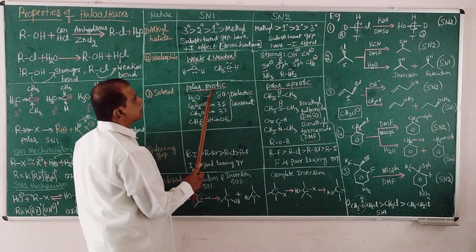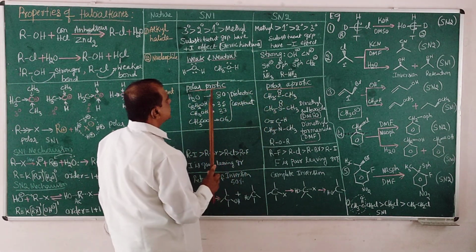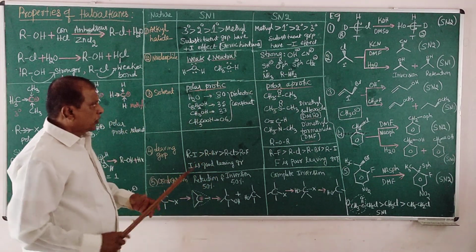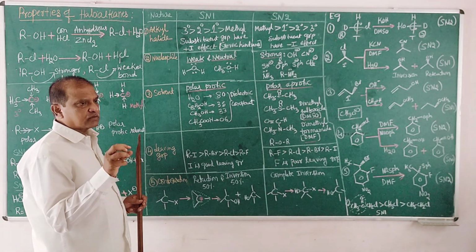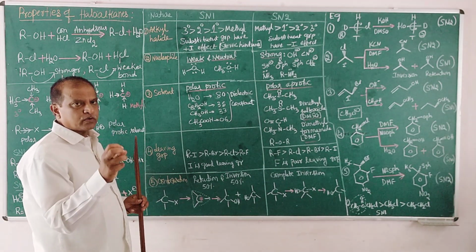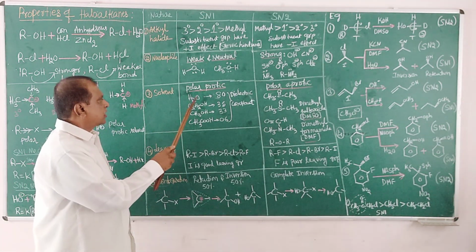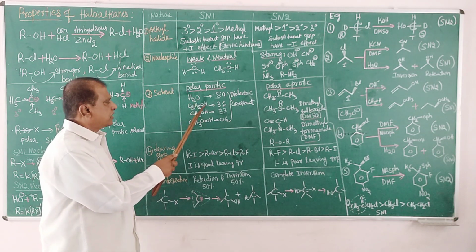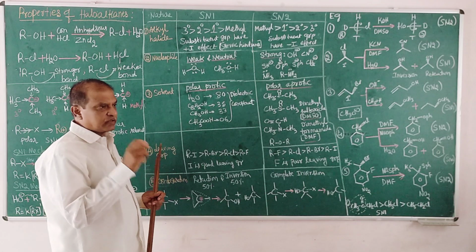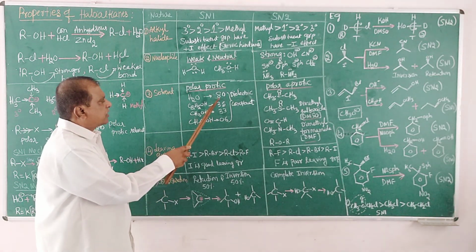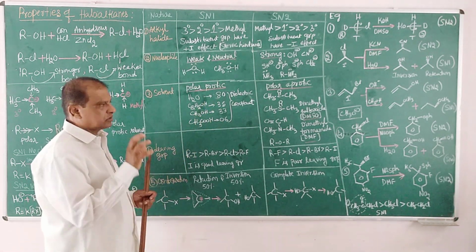The difference is protic versus aprotic. What is protic? Protic means this solvent contains some amount of H plus ions. Some molecules dissociate and give H plus ions, the replaceable H plus ion. Some amount of H plus ion is there, and this is highly polar.